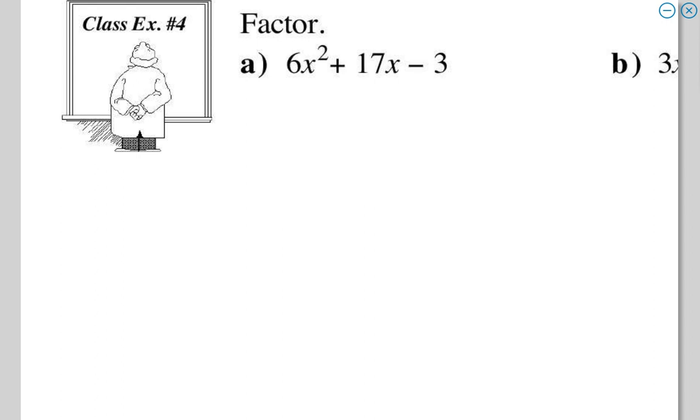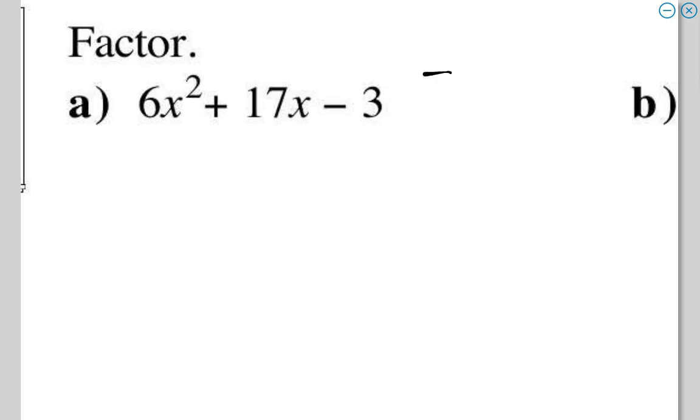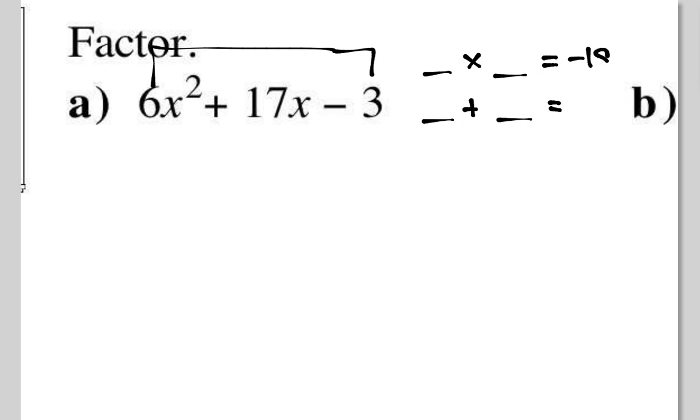So for the first one, what you can do is, just on the side here, I would really urge you to draw this in like this. What that allows you to do is have some structure. Remember, you have to do 6 and a -3, which makes -18 when you make the product there. You have to times those, AC. And the B value is 17. So you have to think of some magic numbers.